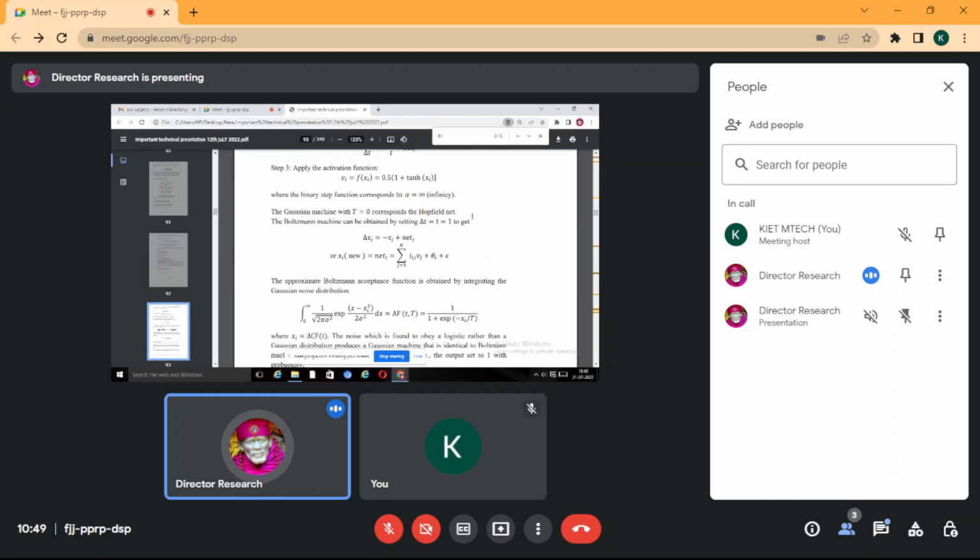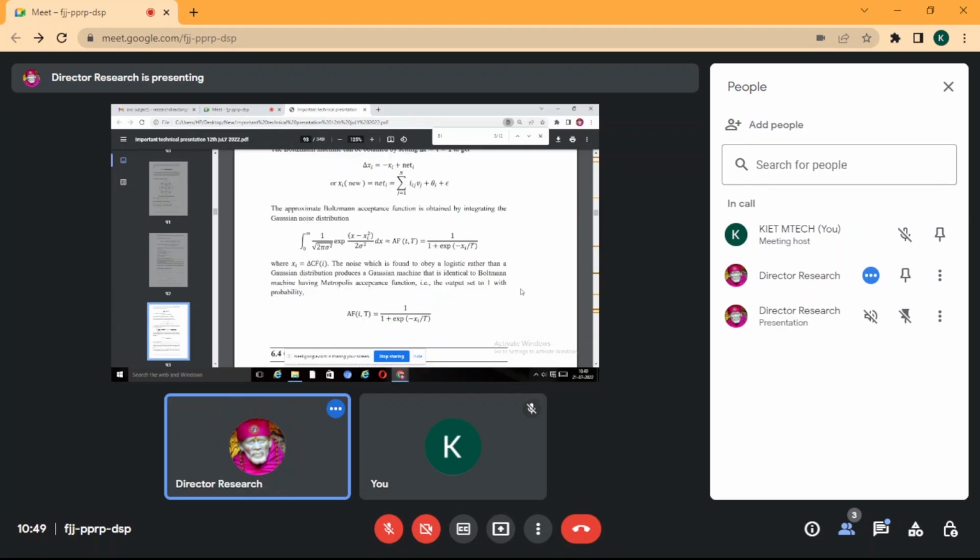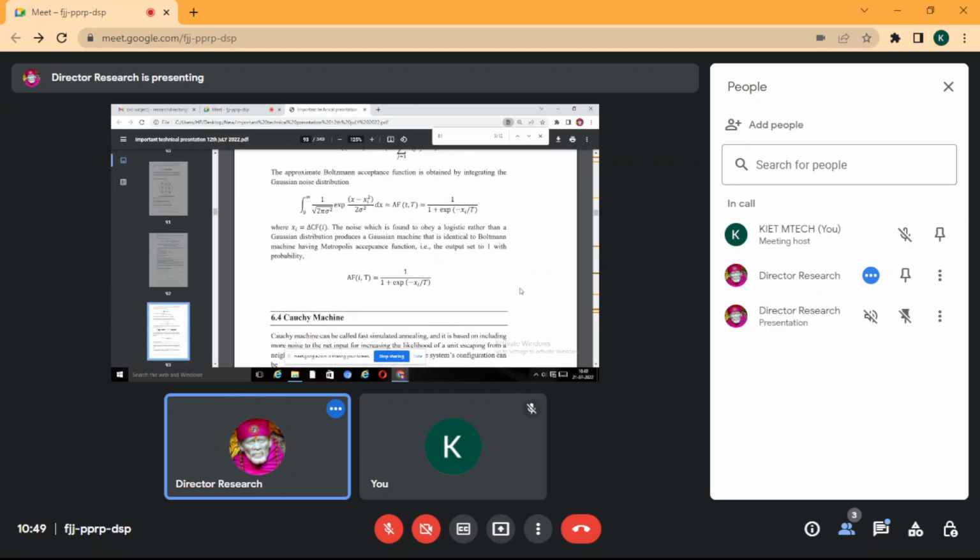In the Gaussian machine, T equal to 0 corresponds to Hopfield net. The Boltzmann machine is obtained by setting delta T equal to 1. The approximate Boltzmann acceptance function is obtained by integrating the Gaussian noise distribution. Xi is equal to delta C of f of I. The noise, which is found to obey a logistic rather than a Gaussian distribution, produces a Gaussian machine that is identical to a Boltzmann machine having the Metropolis acceptance function.